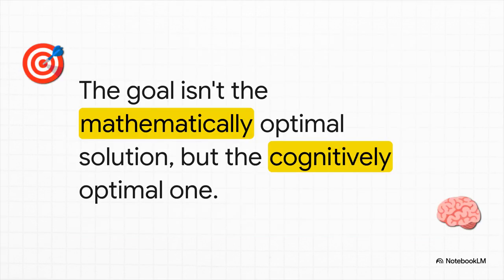And that right there is the core takeaway. For scientists trying to model the human mind, the real prize isn't finding the solution that looks best to a supercomputer. The prize is finding the solution that works best for the hardware we're actually running, our own biological brains. We're searching for what's cognitively optimal, not just mathematically perfect.